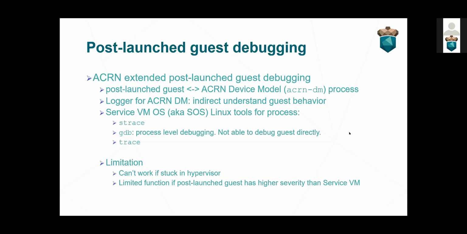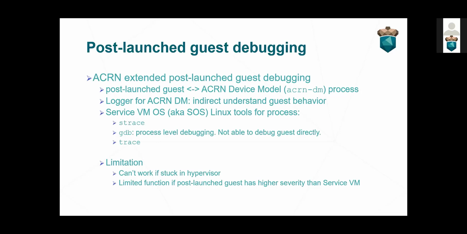Here, I want to explain a little bit. There's a question in the chat window about whether we could debug the hypervisor with GDB. So yeah, we cannot use GDB to debug the ACRN hypervisor. But here we are trying to debug the post-launch guest. So we could use GDB to debug the ACRN DM. But compared to QEMU-based GDB, we lack some functionalities. For example, we cannot pull in the vCPU status.